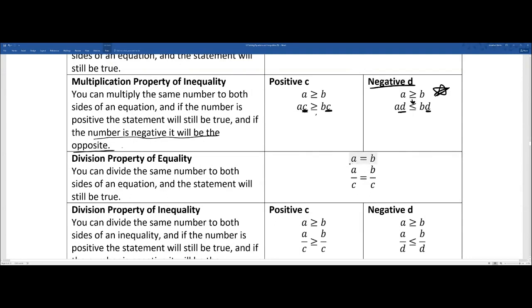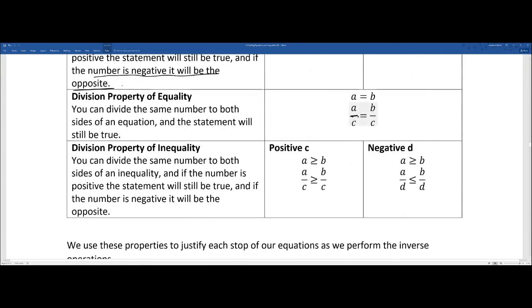Okay, division property of equality. So if you divide one side by a constant number, you have to divide the other side. We all know that. Okay, so let's see. If we divide by a constant term on an inequality, a positive constant number, all right, same thing happens. What you do on one side, you do the other. Now, if the number is negative, so here's another special condition. If the number is negative, the symbol will flip, it'll change. Okay, so that is also something to note.